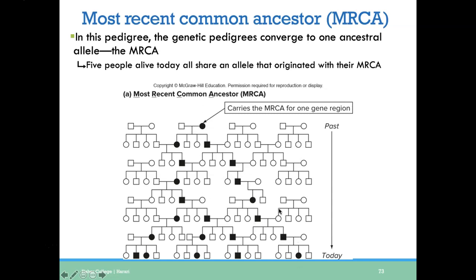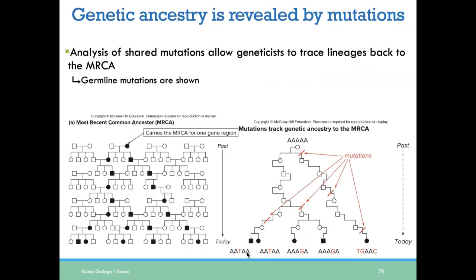So you can use sequencing technology to figure out, and this is how a lot of the DNA tests work, where your ancestry traces back to by seeing where your most recent common ancestor alleles were. So we could look at mutations to figure out at which point there were deviations. You can look at shared mutations of individuals to trace back your lineage to the most recent common ancestor.